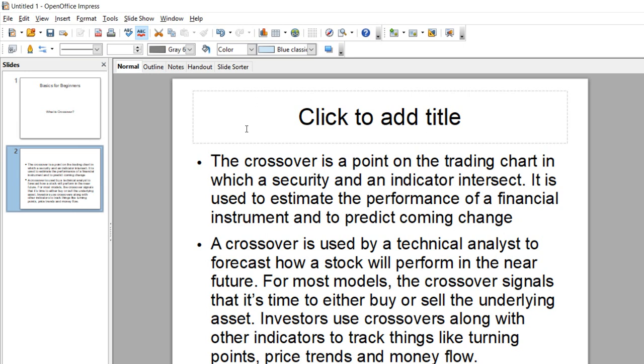Before we begin, to understand crossovers, you need to know what moving averages are. I made a video a few months ago on moving averages. Moving averages are nothing but an average price calculated based on how a stock is moving. There are two moving averages predominantly used: simple moving averages and exponential moving averages. Simple moving averages are calculated based on the closing prices, and exponential moving averages are calculated based on other parameters.